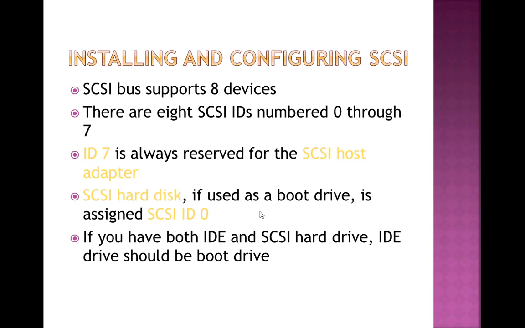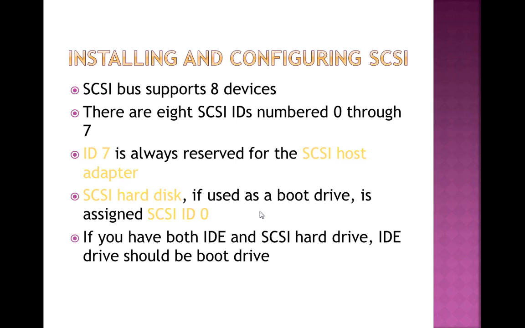Then, how to install and configure SCSI. The SCSI bus supports 8 devices, with 8 SCSI IDs numbered from 0 to 7. ID 7 is always reserved for the SCSI host adapter. So there are 8 IDs starting from 0 and ending with 7, and the last one is always reserved for the adapter.